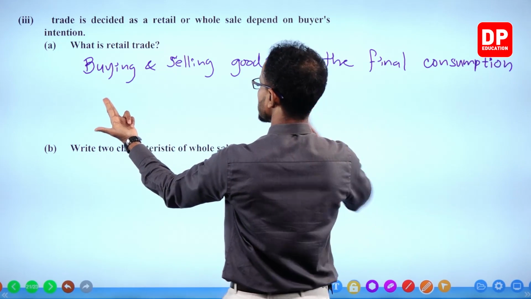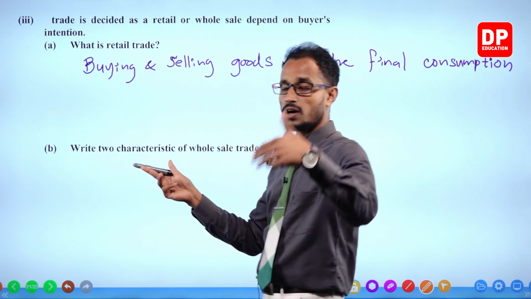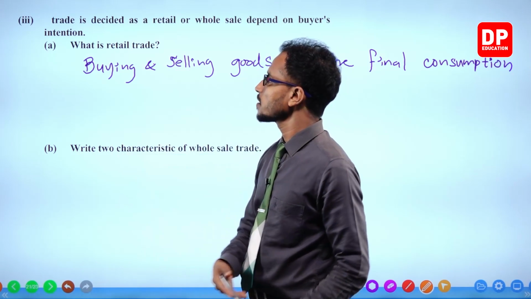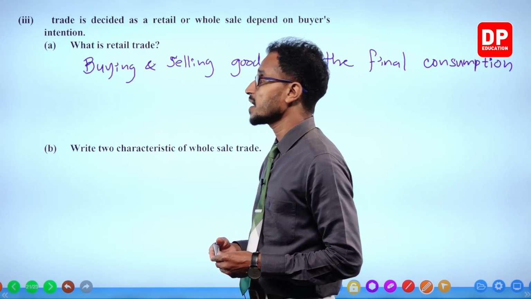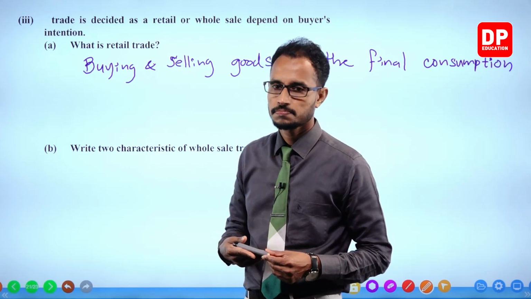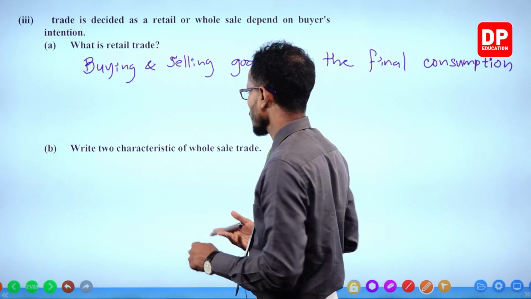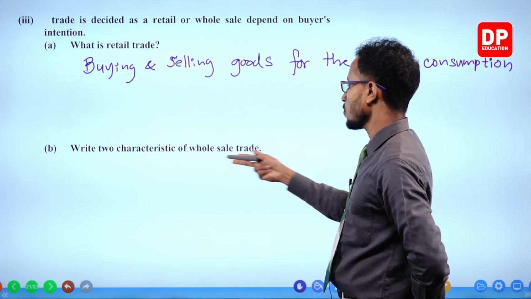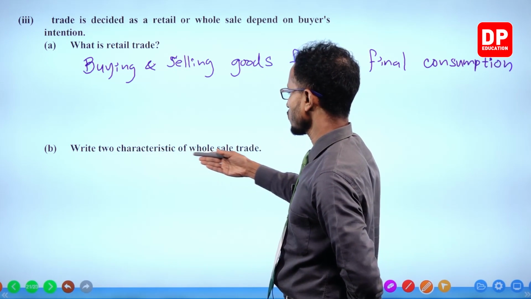We have to say buying and selling goods for the final consumption, okay? If you have to define or explain what is wholesale trade, what do you have to say? You have to say buying and selling goods and services for reselling, not for final consumption. Next, write two characteristics of wholesale trade. There you go. Now they're asking about wholesale. Write two characteristics of wholesale trade.